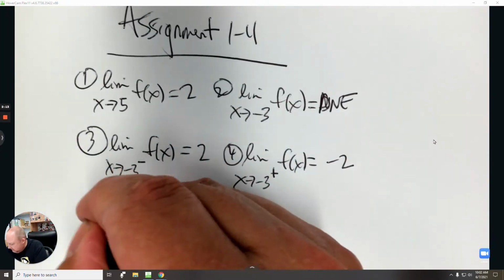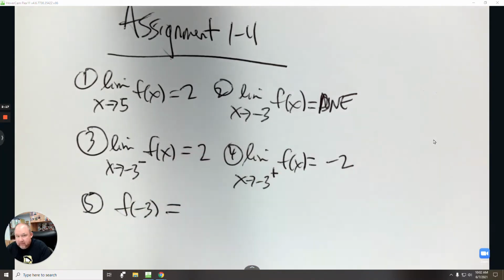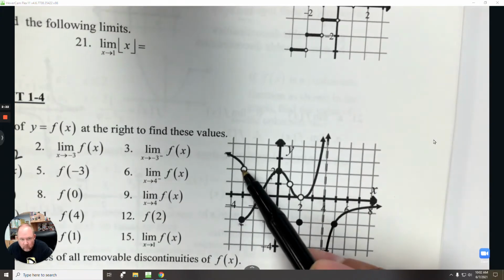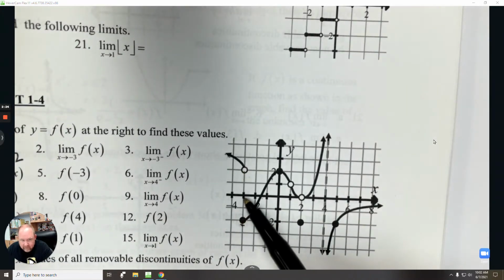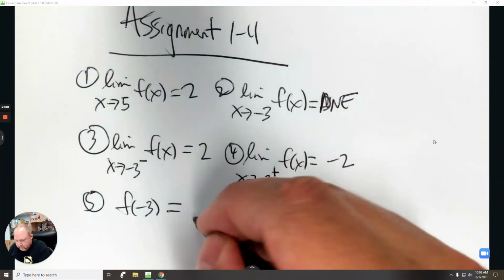And then in question number 5, it's just what's the function value at -3? So not a limit question. The function value is not the whole, but actually the point there. So at -3, the point, the y value is -2.